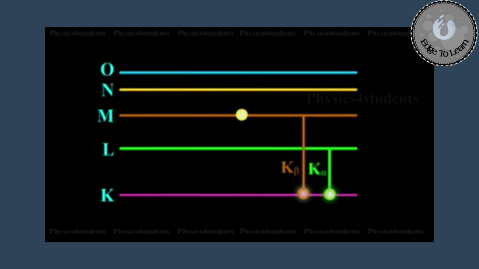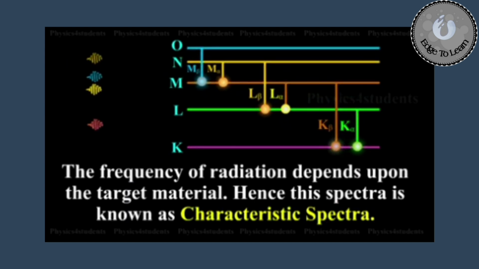If an electron jumps from the M shell to the vacant state in L shell, it contributes L alpha line, and if the vacancy in L shell is filled up by an electron of N shell, it contributes L beta and so on. This is represented in the figure. The frequency of radiation depends upon the target material. Hence, this spectra is known as characteristic spectra.